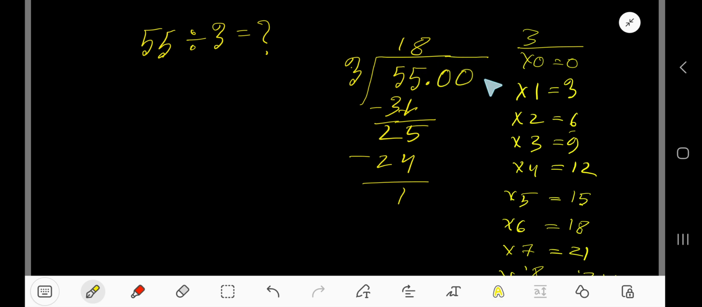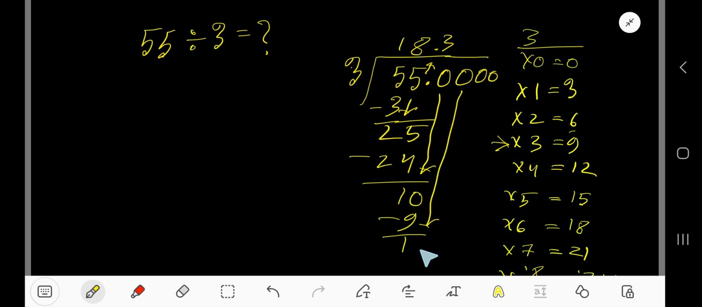You can put a decimal here, then add a number of zeros. Bring down the first zero, but before the zero there is a decimal. The decimal must come into the quotient directly. 3 goes into 10 how many times? 4 times is 12, which is greater, so 3 times. 3 times 3 is 9. Subtract, we get 1, bring down another 0.